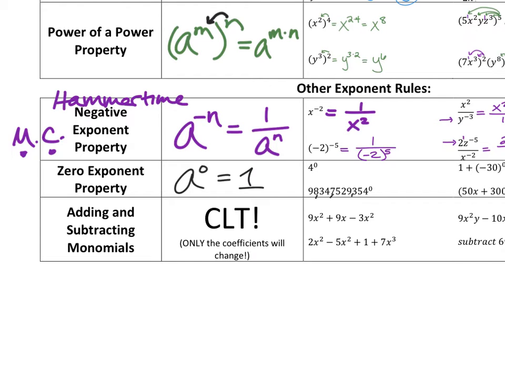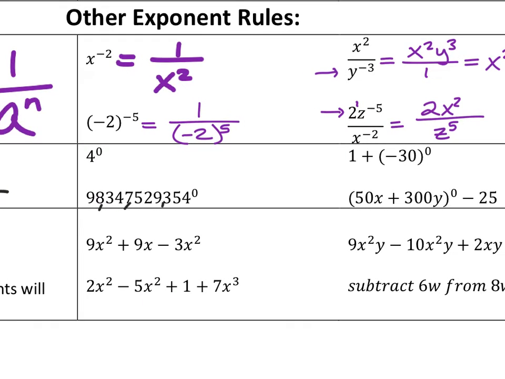So if I look at these examples I have, if I have 4 raised to the 0 power, you should automatically say, well, that's 1. A good old-fashioned number 1, not anything to the 1 power, just literally a straight-up 1. Doesn't matter how complicated the number is, like 98,347,529,354 to the 0 power, well, that's equal to 1. Don't overthink it. Anything, no matter how complicated it is, raised to the 0 power is 1.